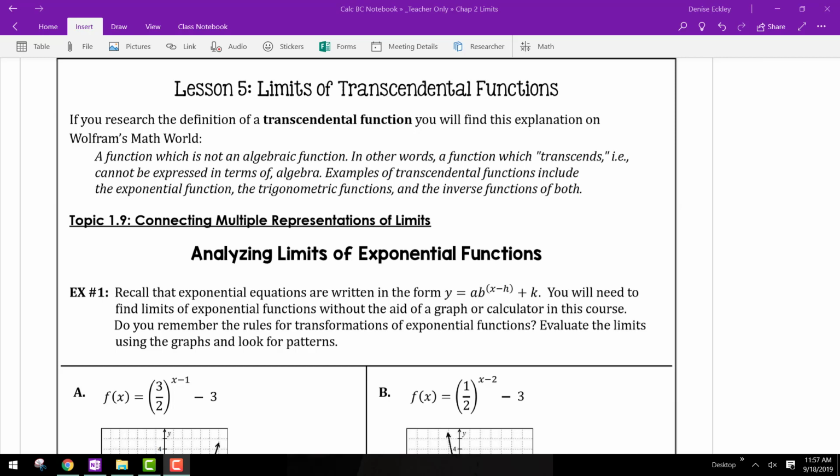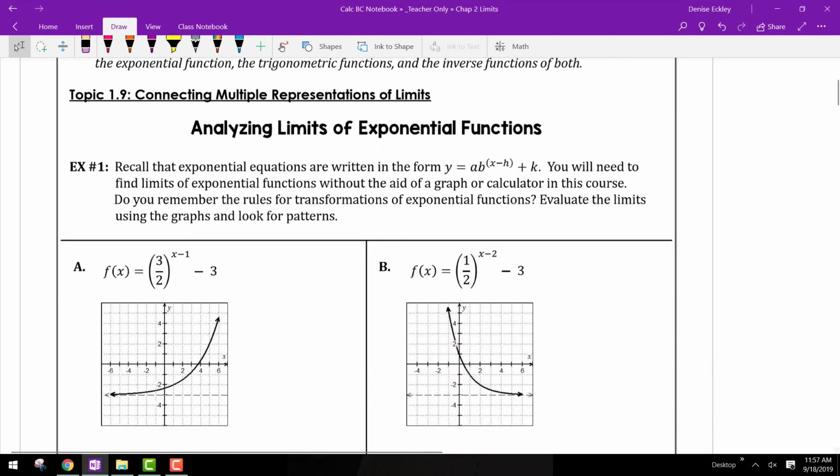You have dealt with a lot of these over the years: our exponential functions, our trig functions, and the inverse of both of these. So that's going to be our inverse trig functions and also our log functions. We're going to start by doing an example connecting multiple representations of limits. Let's start with exponential functions.